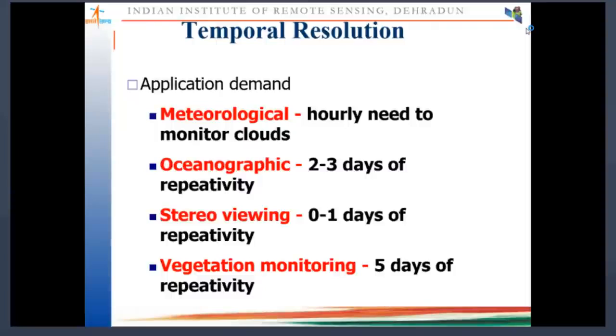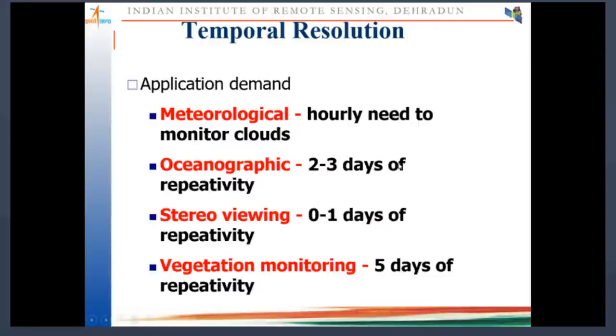So for different applications, as I said, it's not necessary for you to go for higher spectral resolution along with higher spatial resolution along with higher temporal resolution, because different types of applications can be met depending on what type of application you ought to address. Even for meteorological purposes, for example, it's okay to work with higher temporal resolution but lower spatial resolution.